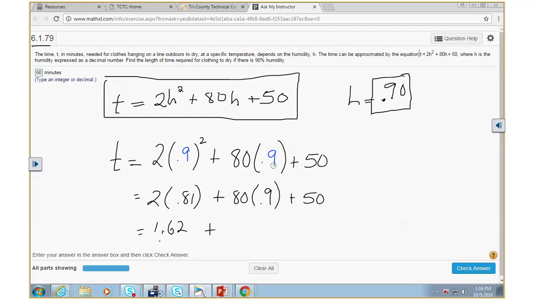All right, now, 10% of 80 is 8. So 8 times 9 is 72. Okay, I think so, yeah. And 1.62 plus 72 plus 50, y'all do that on the calculator. What do you get? 123.62. Understand?